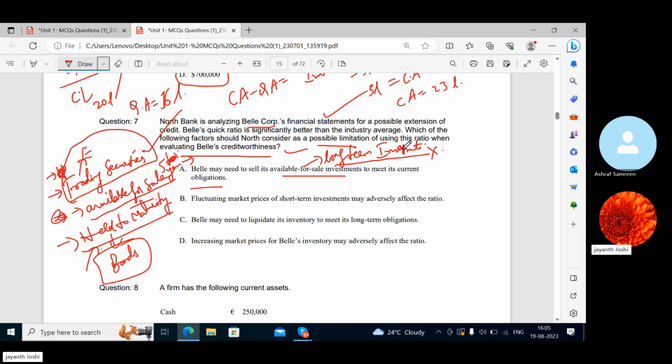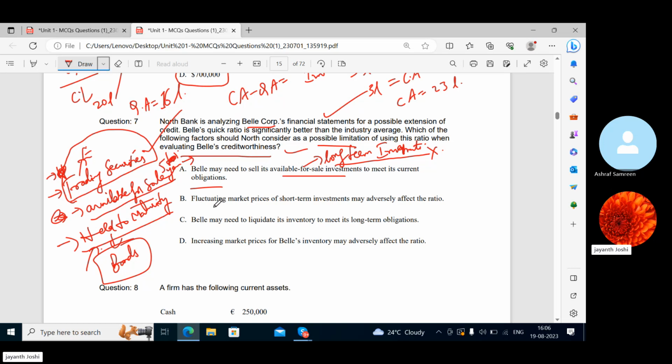Correct? If short-term investments are sold and current obligations are met, then that's okay. According to North Bank, which is considering quick ratio as a parameter to check the creditworthiness of Bele Corporation, it can be satisfied. Why? Because short-term investments have been used to make the payments for current liabilities. But long-term investments is not a part at all. So that shouldn't be considered. So first option won't go.